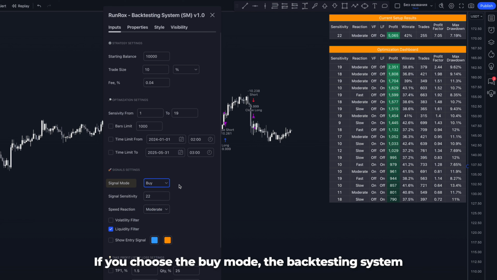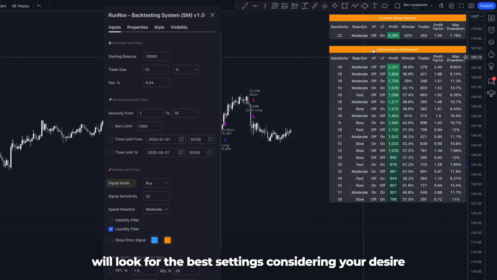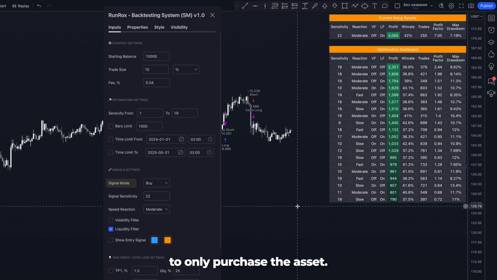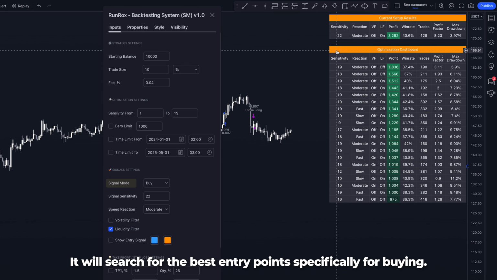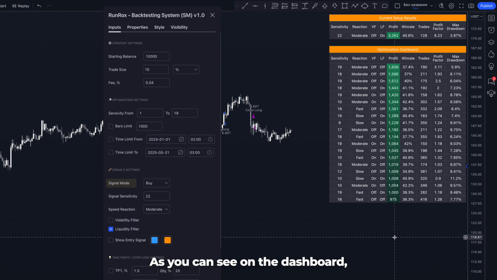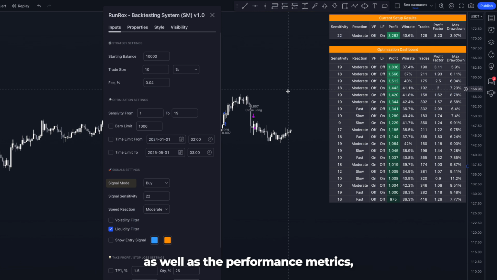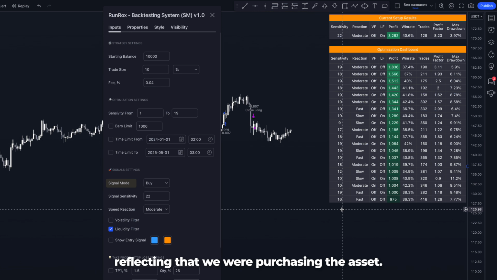If you choose the buy mode, the backtesting system will look for the best settings considering your desire to only purchase the asset. It will search for the best entry points specifically for buying. As you can see on the dashboard, the optimal settings have changed, as well as the performance metrics, reflecting that we were purchasing the asset.